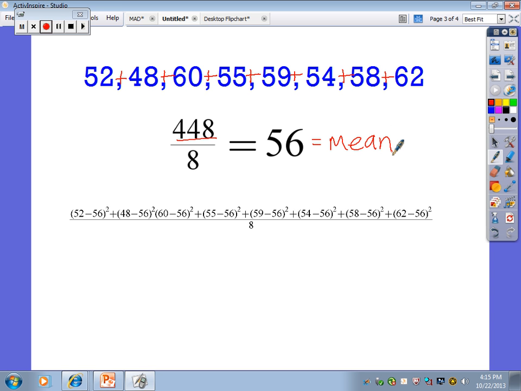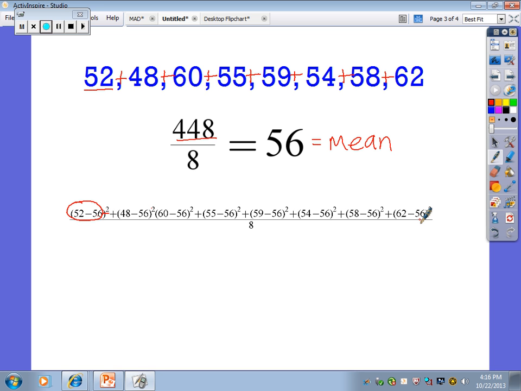Now to get the variance, all you have to do, it's very simple, is take the difference between each value in your data set, subtract the mean from it, and then take that number and square it. So I've taken each value of our data and subtracted 56 from it, and then squared it down here. So 52 minus 56 squared, 48 minus 56 squared, so on and so forth. So take a moment to copy that down and understand why I did that.